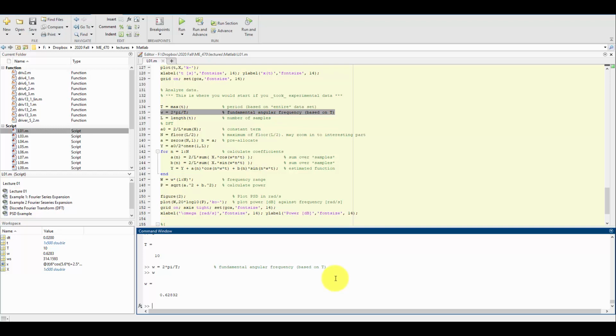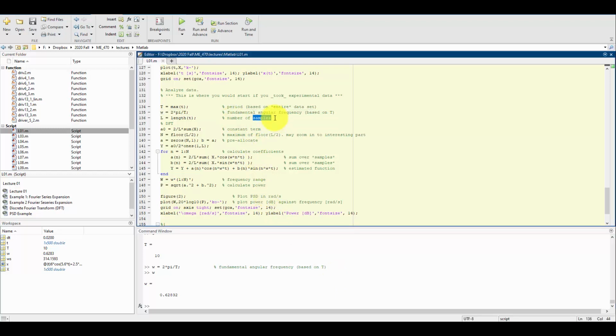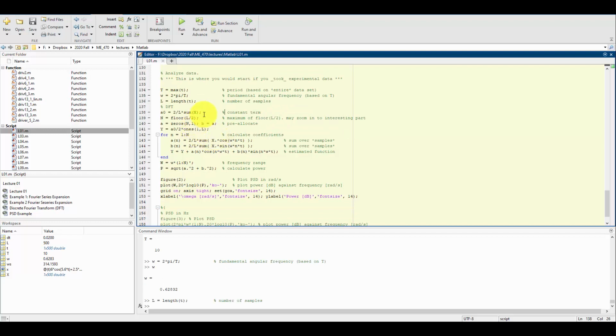So the longer we sample, the larger T is, the smaller this W or omega is, which means that the spacing between the frequencies gets smaller as capital T gets larger. And we'll see as we play with this how that works. And then our number of samples. So again, this looks very similar to that previous example, what I'm trying to do here.